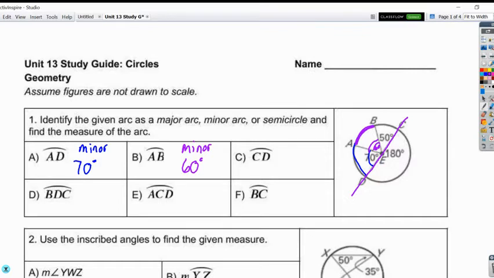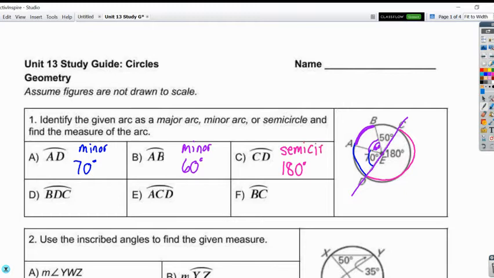That's a minor arc. Next up in part C, we're looking for arc CD. From C to D could come this way, or also notice that CD could likewise go the other direction. In either case, you're talking about a semicircle, so that's 180 degrees.